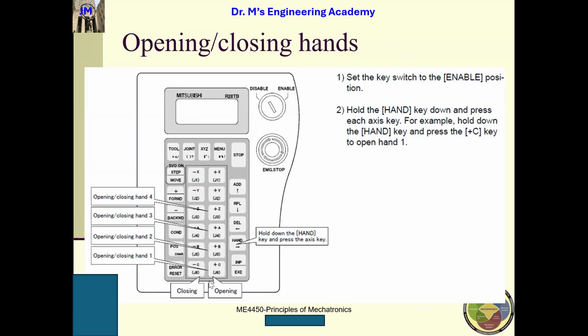So these two commands, H OPEN 1 and H CLOSE 1, are for programs. When you program, you need to use these two statements to open the hand and close the hand. However, manually, when you use the teach pendant, you need to press hand and positive 0 to open the hand. We only have one hand. Press hand and minus 0 to close the hand. So this is a small technique that needs to be memorized.